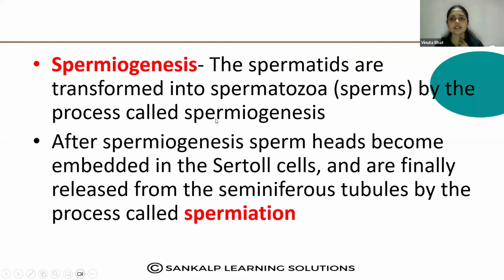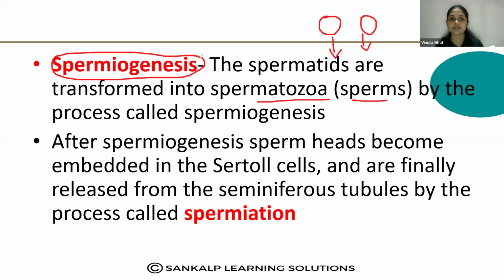Then there is a process, spermiogenesis. What is spermiogenesis? The spermatids are transformed into spermatozoa, that is sperms, by the process called spermiogenesis. The secondary spermatocytes form the spermatids. You know that sperms contain a head and tail region. The spermatids undergo differentiation and form the sperms or spermatozoa, and that process is called spermiogenesis.